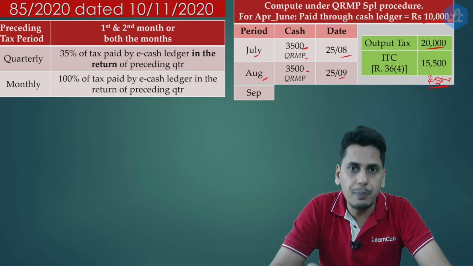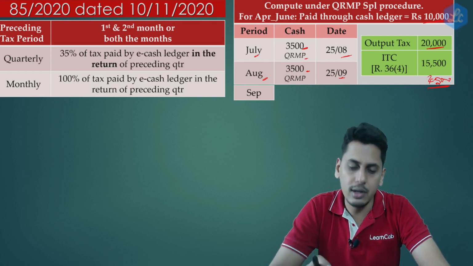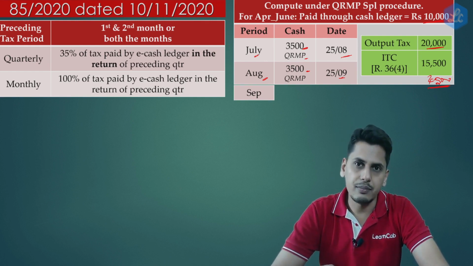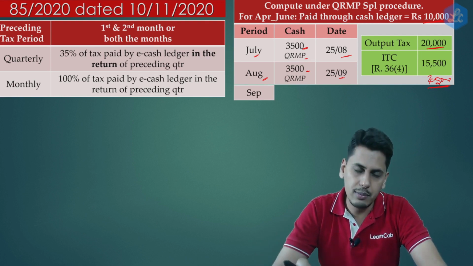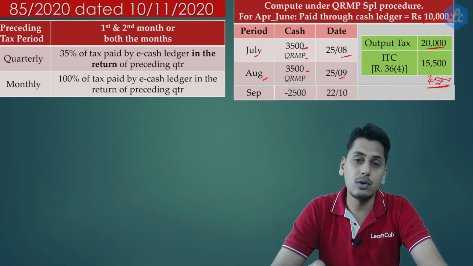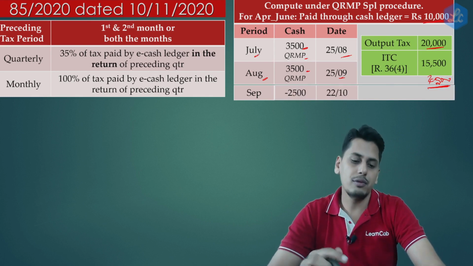How much is actually payable through cash ledger for this particular quarter? 4,500. So friends, he is going to file a return. He is going to say 4,500 is actually payable. What is already deposited is 7,000. Can he claim a refund of this 2,500?